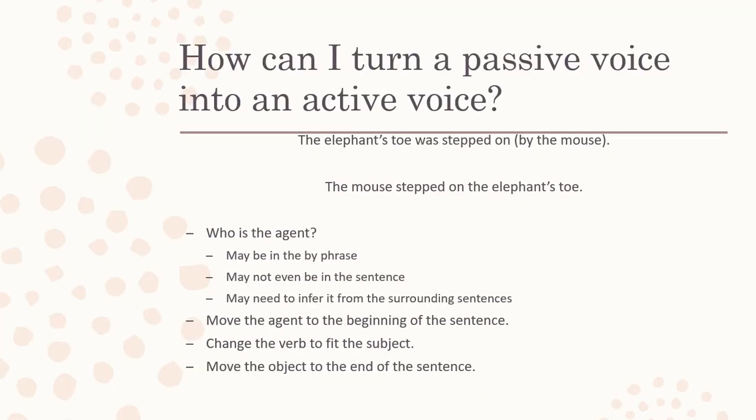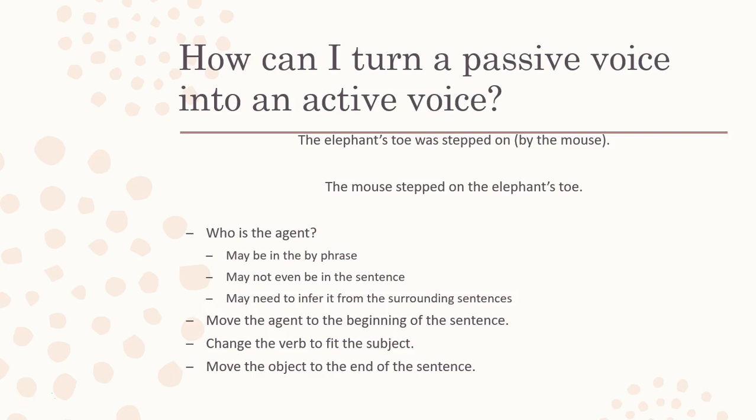But what if you want to make a passive voice sentence more dynamic and active? First, ask yourself who is the agent. Who is acting in the sentence? The agent may be in the by phrase, as in by the mouse, but it may not even be in the sentence. You may have to infer it from the surrounding sentences.